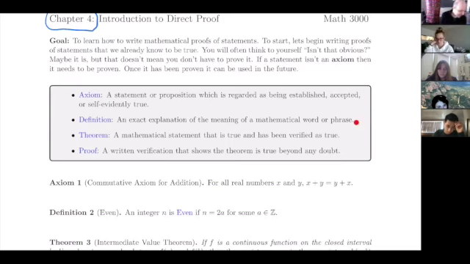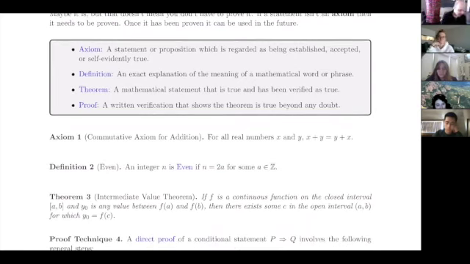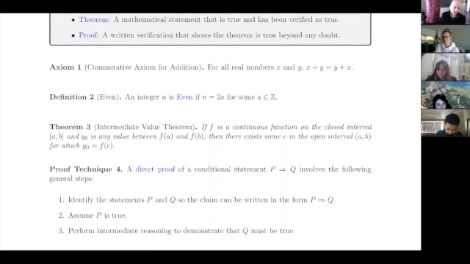Yeah, a definition is not something that you need to necessarily prove. This is just an explanation of the meaning of something. And then we have things like theorems and propositions and lemmas, and these are claims that we need to try and prove logically. Yeah, so here's an example of the commutative axiom for addition. An example for a definition would be an integer is even if it can be written as 2 times some other integer.